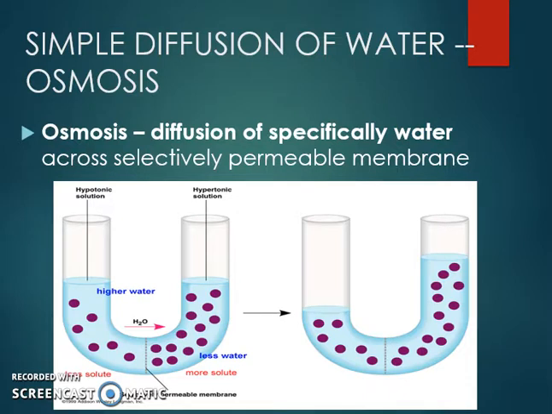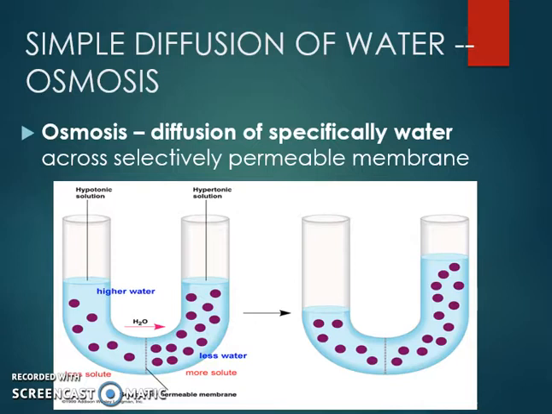On the left-hand side, you have a hypotonic solution. I'll go over these vocab words later on. And you have a hypertonic solution. If you look at that hypotonic solution, it's got very few molecules suspended in water, which means that there's a very high concentration of water on that side. Versus the right side, there's a lot of those random molecules and there's very little water.